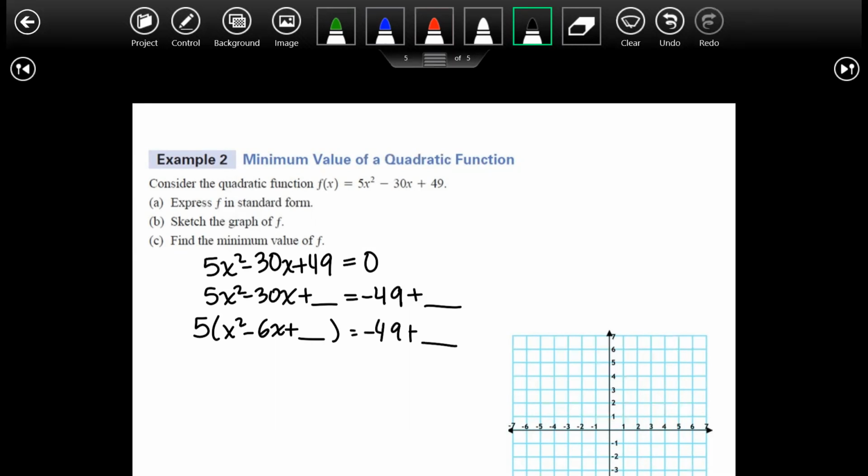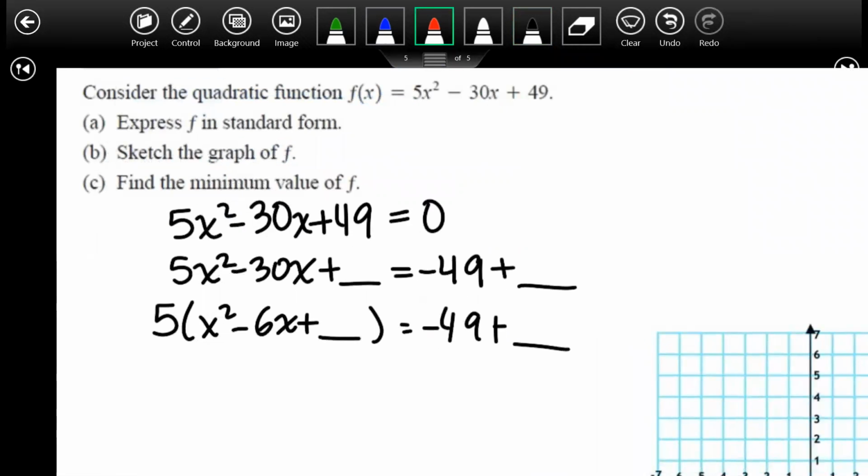Completing the square term. 9. How'd you get 9? Negative 6 divided by 2 is negative 3. Negative 3 squared is 9. So what should I add to the other side? 45. Beautiful. You guys are understanding that. Again, if you don't like this method, you don't have to use this method. I'm just showing you. Don't freak out.